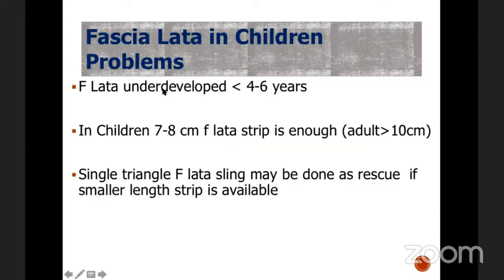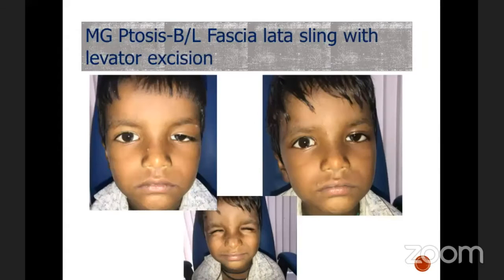Facial sling, generally it is done after 4 years or 6 years of age. In children, a 7 to 8 centimeter strip is enough. In adults, you require around a 10 centimeter strip, and a single triangle facial sling may be done as a rescue if a smaller length strip is available. Marcus Gunn ptosis, bilateral facial sling along with levator excision was done in this particular child.